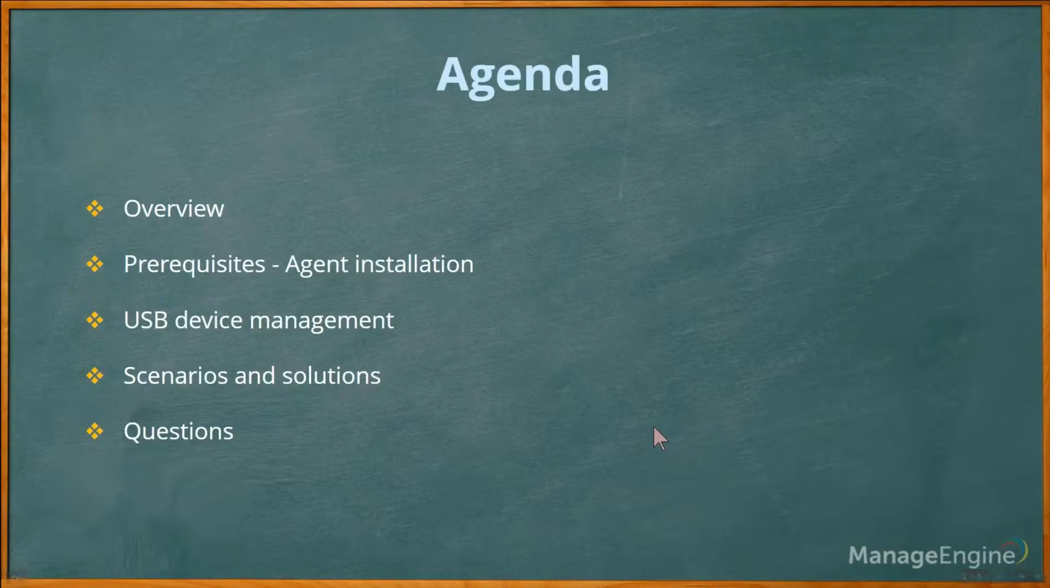Now let's look at the agenda. We'll be looking at the configuration and an overview of how the configuration works, and we'll also be looking at some prerequisites, like how you can install your agent and how you can manage them with Desktop Central. And we'll be looking at some USB device management, how we can do a configuration for that. We'll also look at some scenarios and solutions which we come across in support, and we'll also quickly look at some questions that we frequently have.